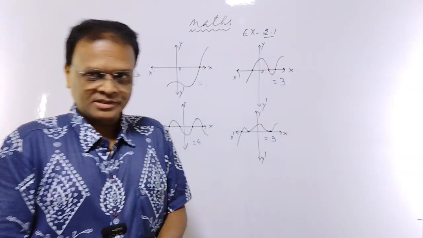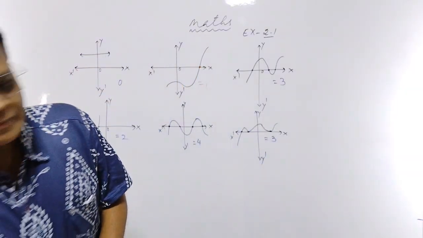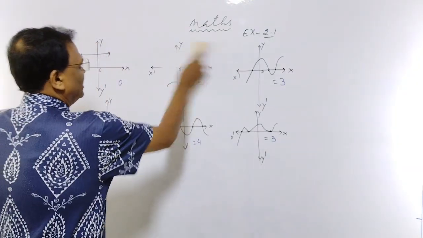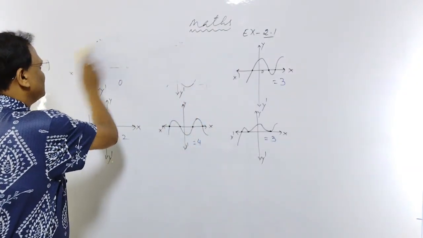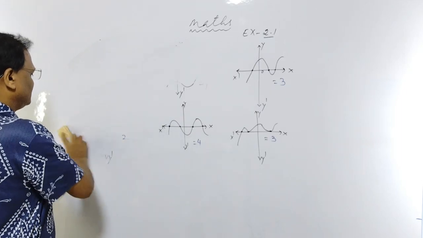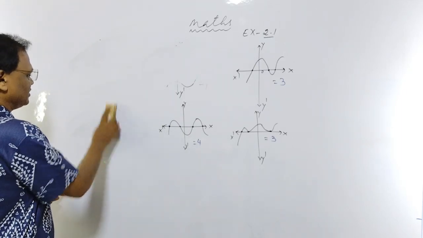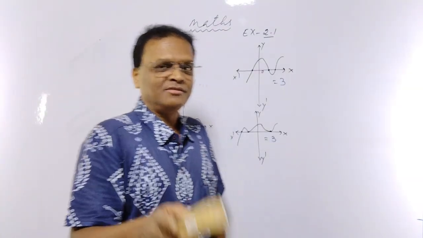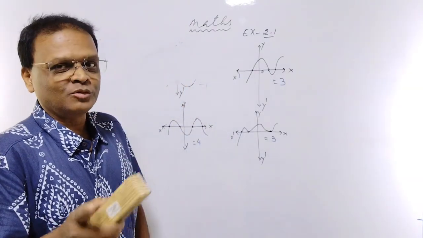Now for the second exercise, which is very important. Your second exercise is completely about the zeros, but not from the graph. The second exercise is to find the zeros and verify the relation between the zeros and the coefficients.